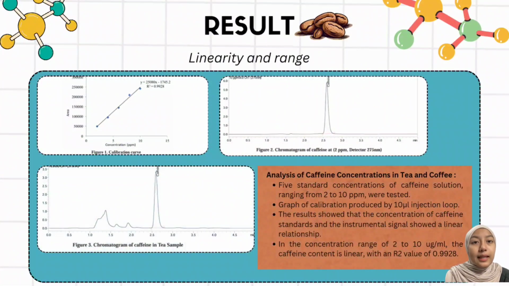Now I will analyze the results. First, to cover the range of tea and coffee products available, a study examined 5 standard caffeine solution concentrations ranging from 2 to 10 ppm. The calibration graph showed a linear relationship between the concentration of caffeine and the measured signal, with a strong positive correlation between the concentrations of 2 and 10 microgram per milliliter, with an R-squared value of 0.9928.